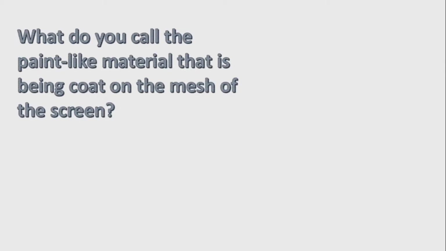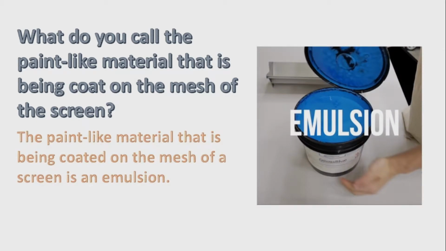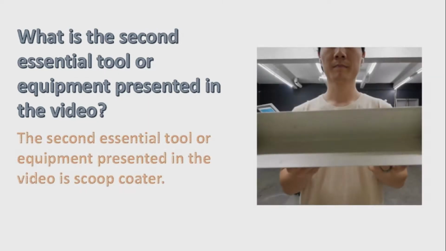Number 6. What do you call the paint-like material that is being coated on the mesh of the screen? The answer is, the paint-like material that is being coated on the mesh of the screen is an emulsion. Number 7. What is the second essential tool or equipment presented in the video? The answer is, the second essential tool or equipment presented in the video is the scoop coater.